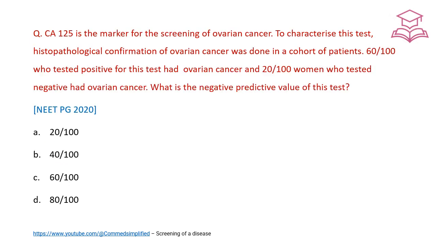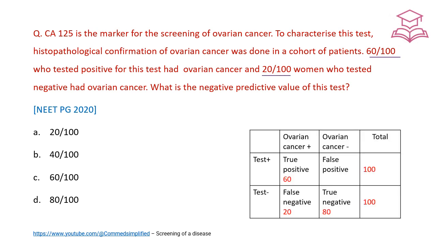CA 125 is the marker for screening of ovarian cancer. To characterize this test, histopathological confirmation of ovarian cancer was done in a cohort of patients. 60 out of 100 who tested positive for this test had ovarian cancer, and 20 out of 100 women who tested negative had ovarian cancer. What is the negative predictive value of this test? For better understanding, let's draw the 2 into 2 table.